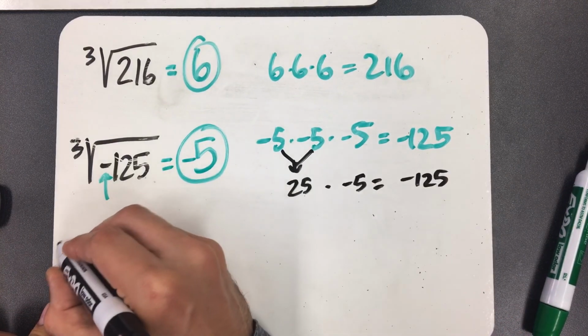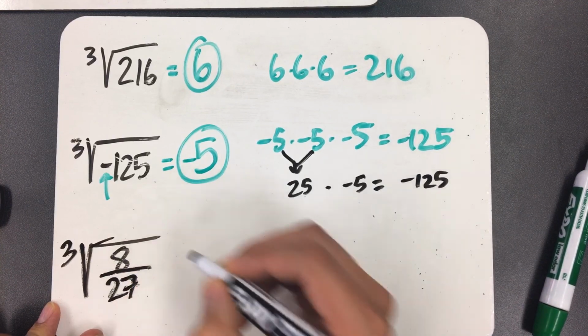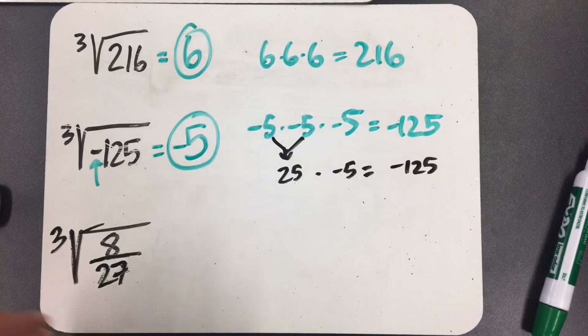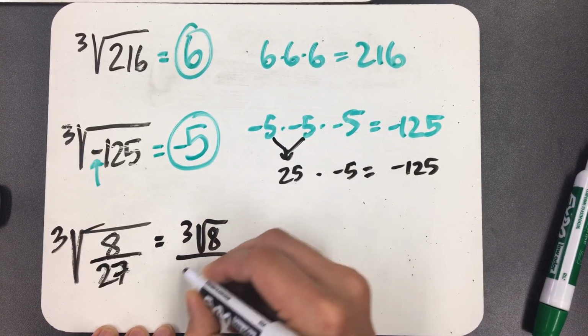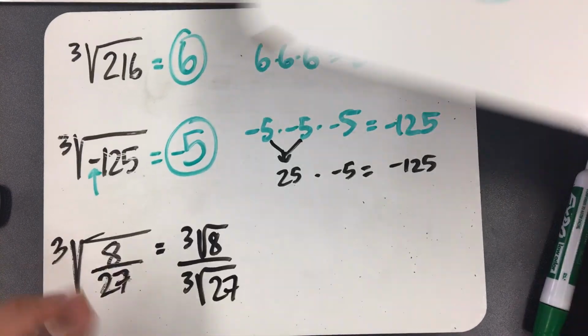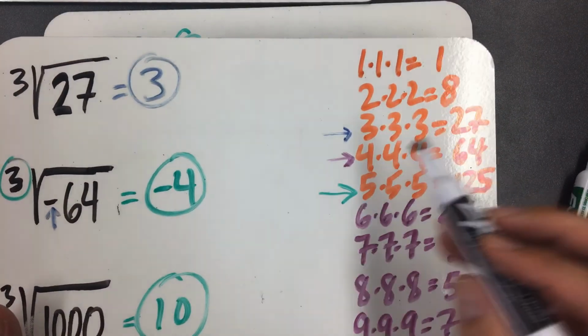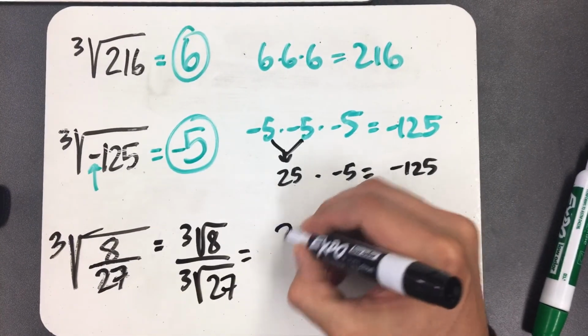Okay, and then this one, it got shoved underneath my other board and now the marker's fading. The cube root of 8 over 27, you can still do that. Just split it up: do the numerator on top, the denominator on the bottom. Do I know the cube root of 8? Of course I do. It's right here on my little table, 2 times 2 times 2. So the numerator to my answer is 2.